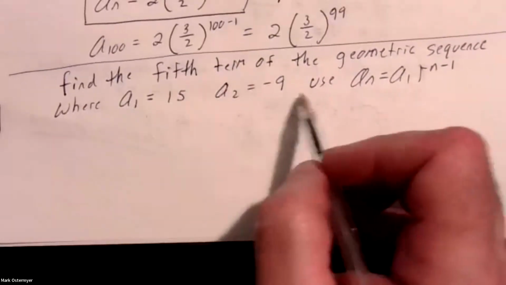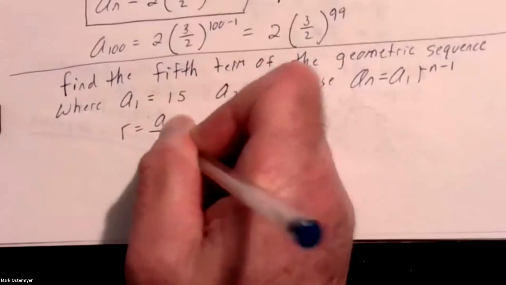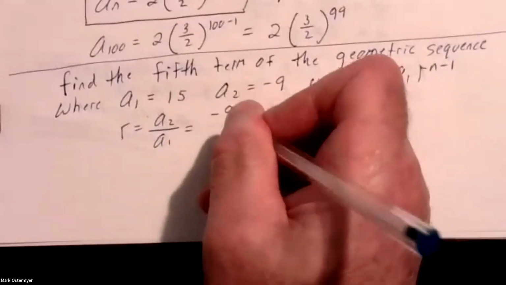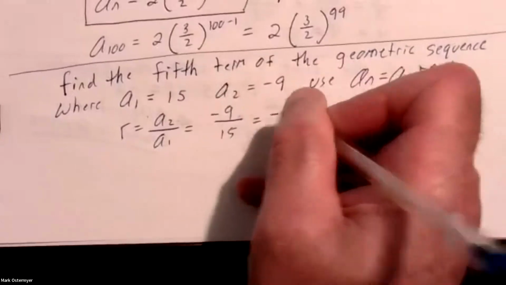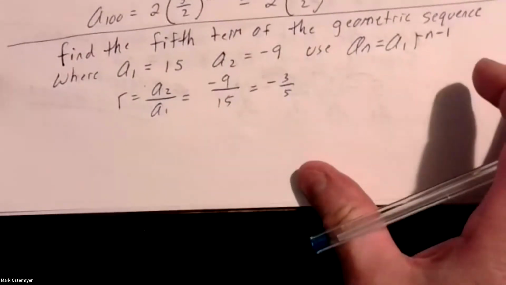We can find our common ratio. The common ratio is just going to be your second term divided by your first term. So it's going to be -9 divided by 15, which reduces down to -3/5. So -3/5 is your common ratio.